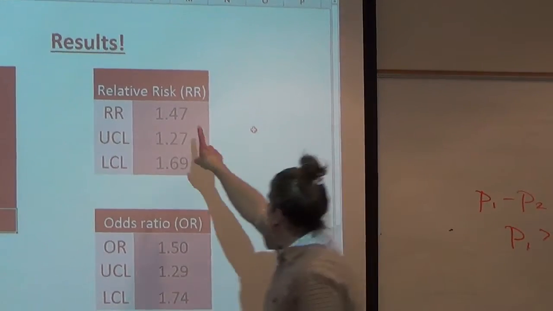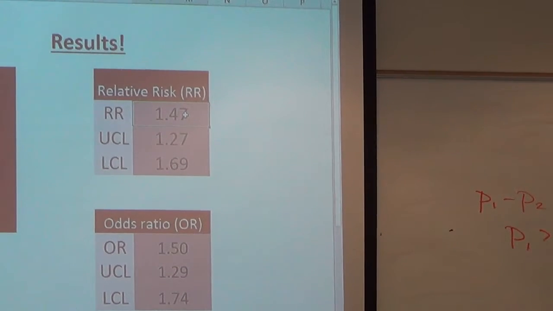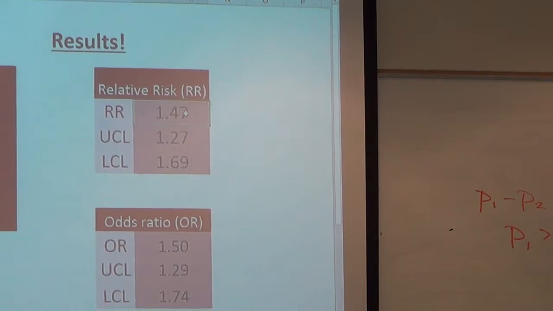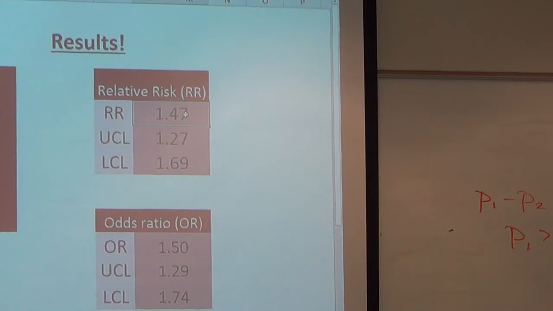I want you to click in the RR cell so you can see the computation. Go ahead and click in the RR cell. Click in the relative risk cell. Notice it's 1.47, and I want you to make sure you understand what that means.